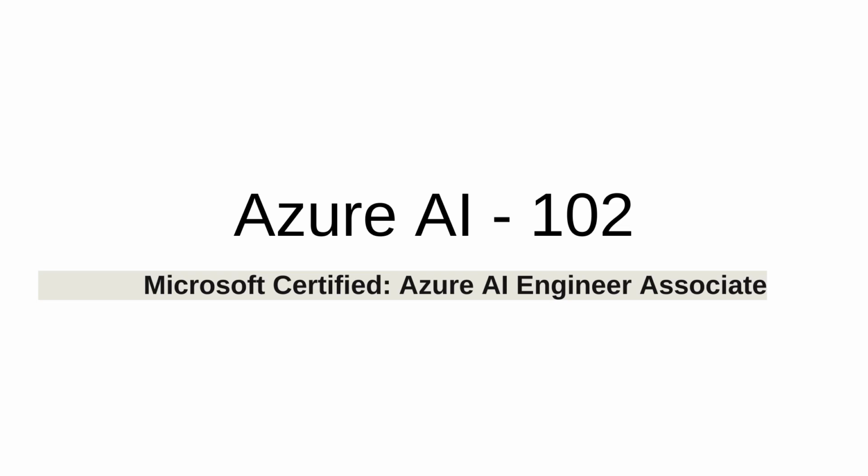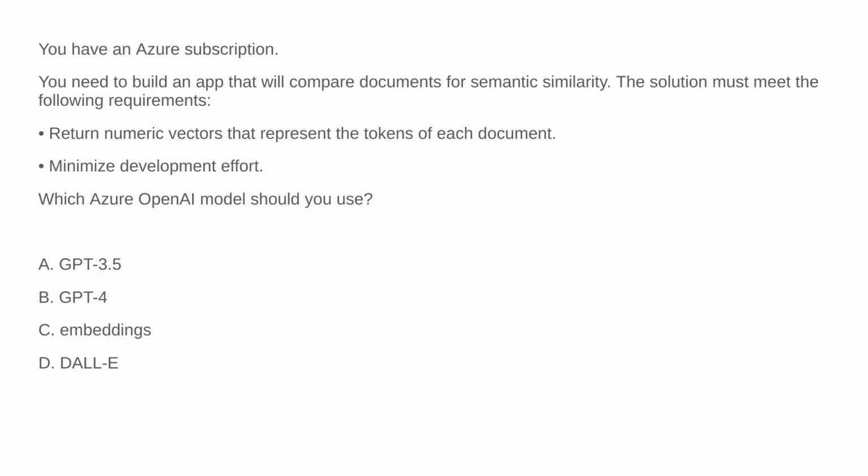So let's start. The first question: let's suppose you have an Azure subscription, right? In every question in this Azure certification, the starting requirement would be the same for most of the questions. So again, you have a subscription. You need to build an app that will compare documents for semantic similarity. The solution meets the following requirements.